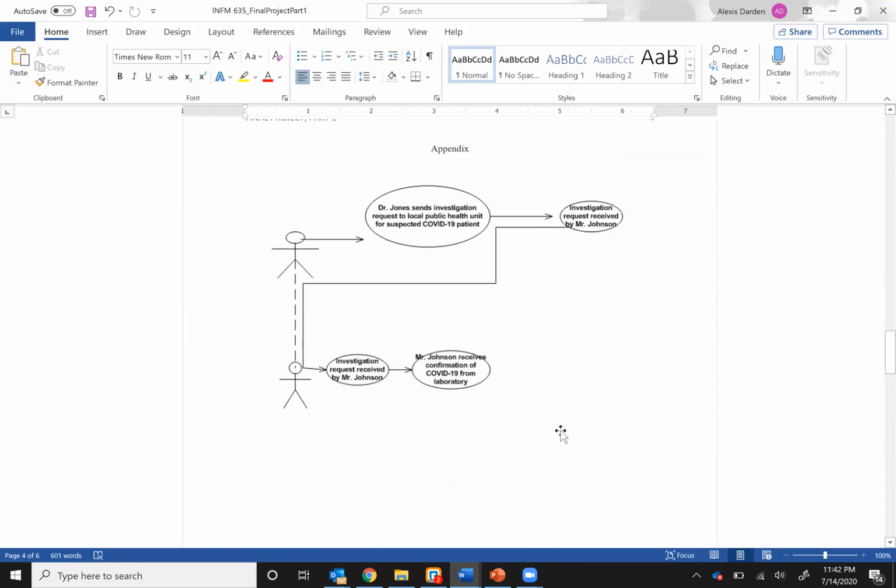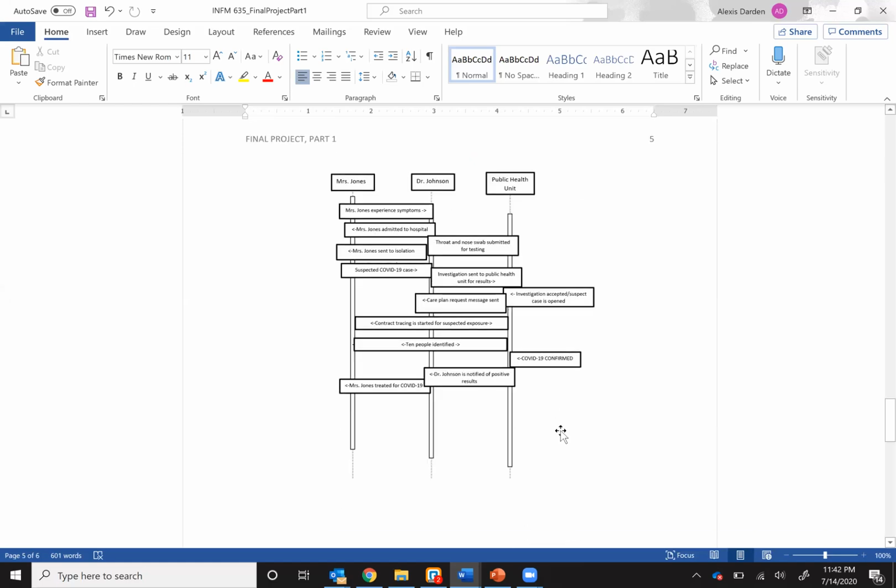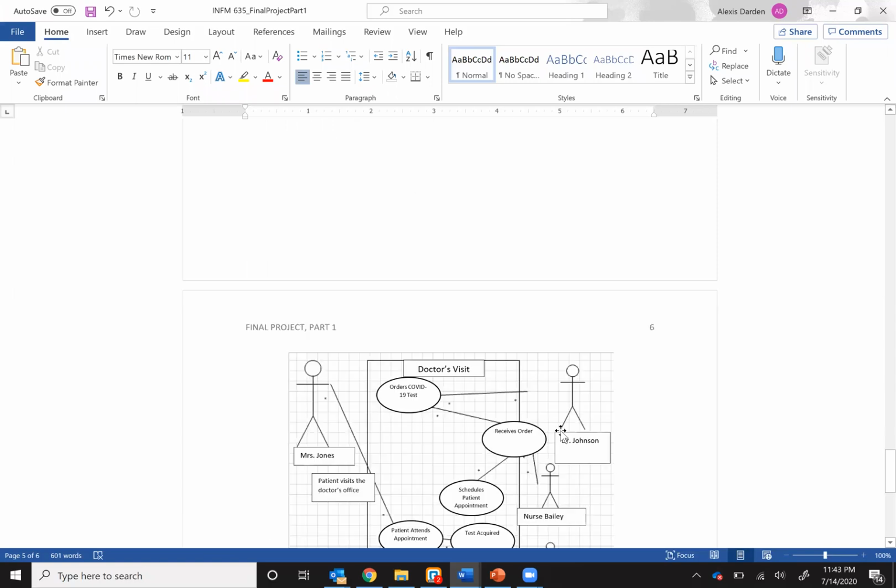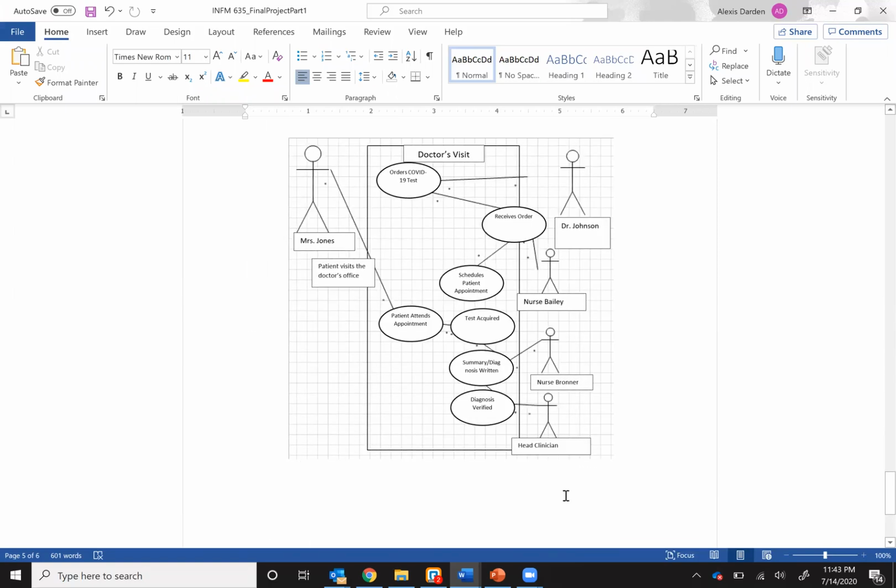So here's my first diagram. You see that the doctor sends the investigation request to the local public health unit for the suspected COVID-19 case. The investigation request is received by the doctor, and the investigation request received by the doctor at the bottom of the diagram shows the order into the confirmation of the COVID-19 from the laboratory. So here's my second diagram, which shows the same scenario. And then my third diagram for the doctor's visit, which adds the nurse into the situation and also the head clinician for the diagnosis.